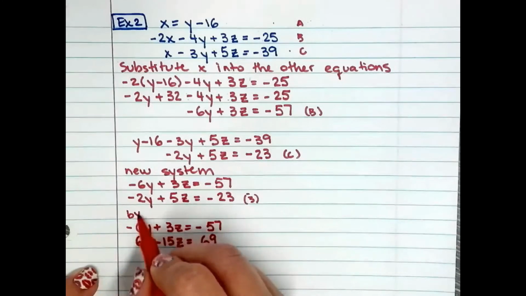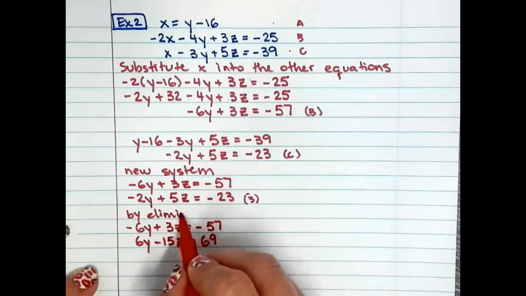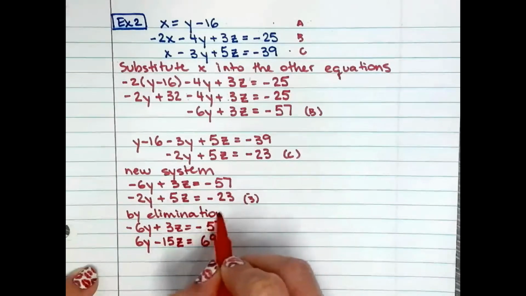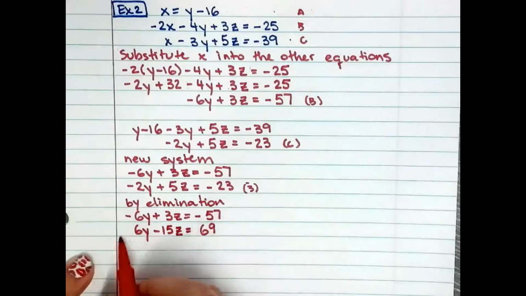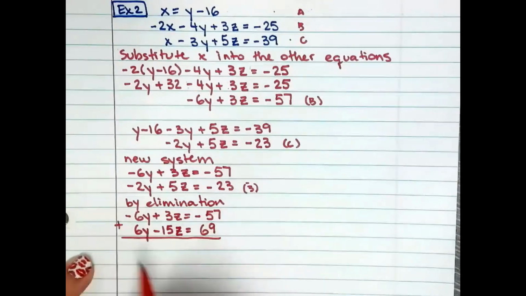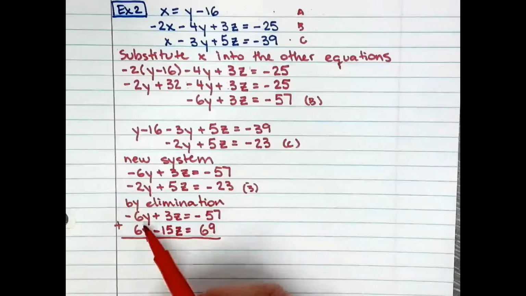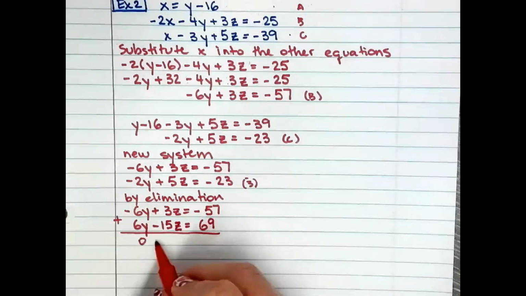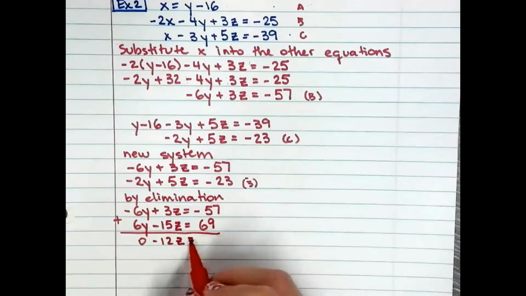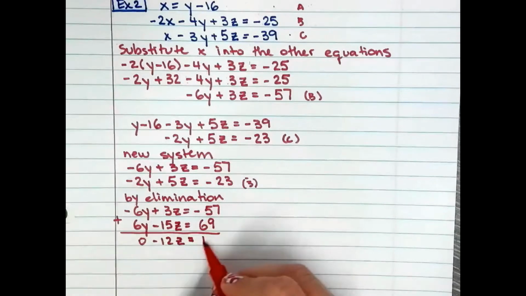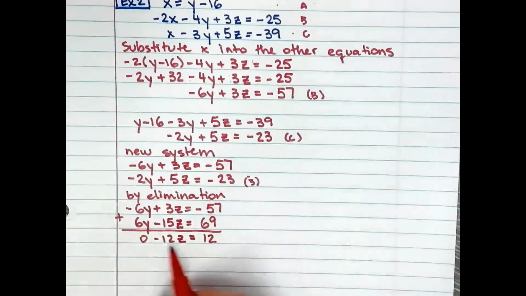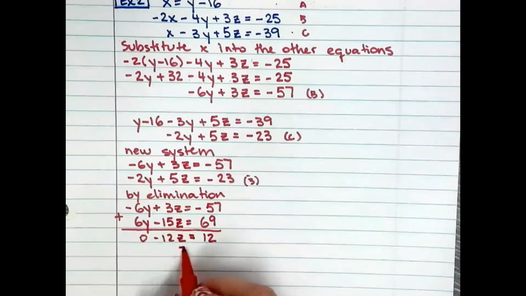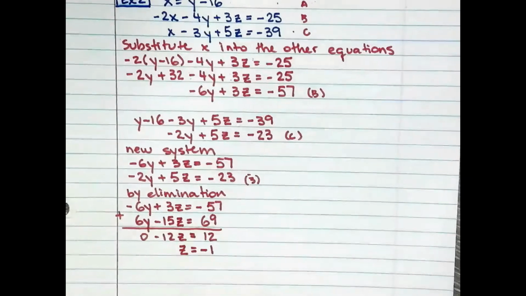So by elimination. That way you know. When I add those two equations together, -6y plus 6y, I have 0y. Continue adding. Okay, divide both sides by -12. z equals -1. Okay, we're getting somewhere here.